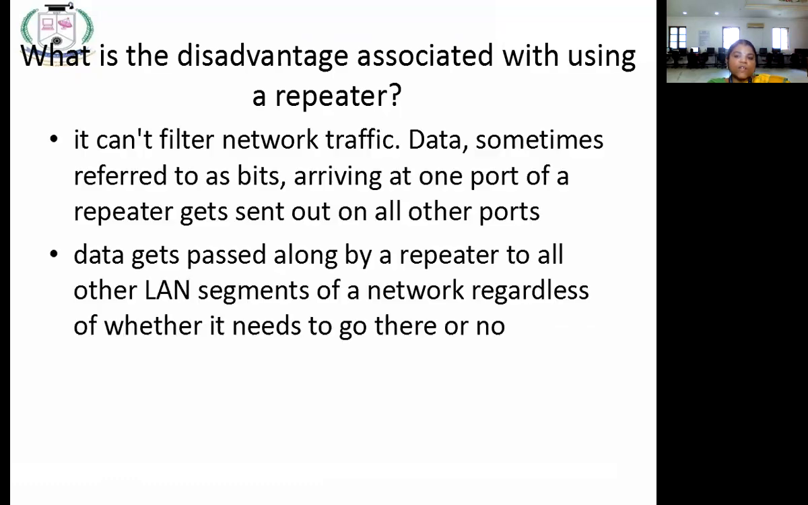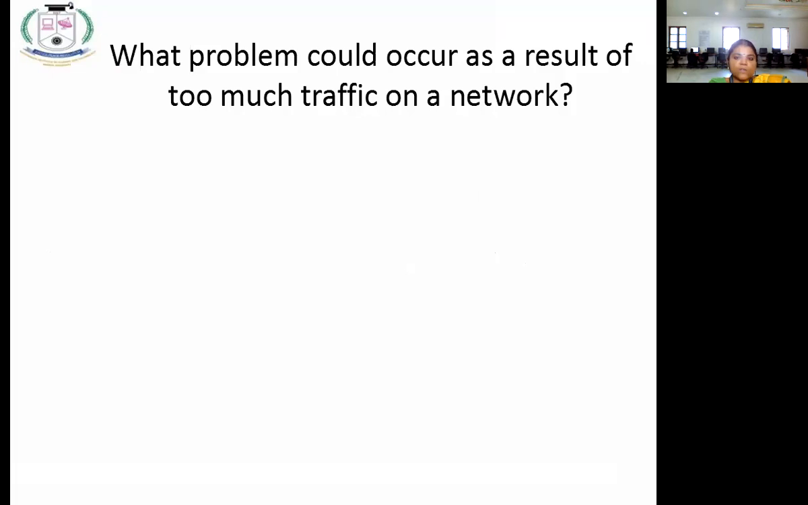What is the disadvantage? What is the problem associated with this repeater? What this repeater is doing is just repeating. There is no kind of filter operation or provision available with this repeater. So data, which you call a bit, when it arrives at one port of a repeater, it sends out on all ports. I can say that this repeater does not have any kind of filtering mechanism. It means, suppose I have, see, if you look at this.